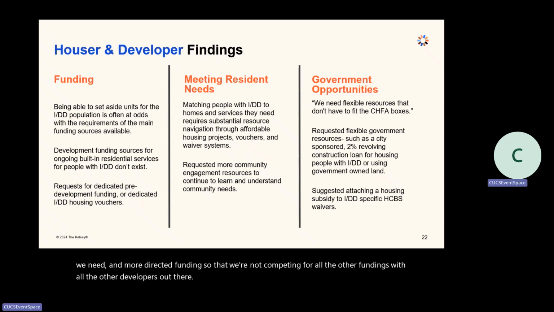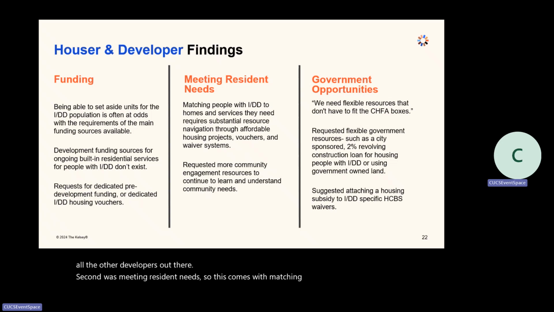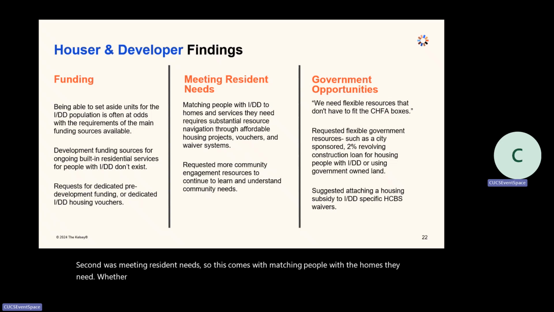Second was meeting resident needs. So this comes with matching people with the homes they need, whether it's an accessible home for someone who has access needs, or more community engagement resources to continue to understand what their communities need.